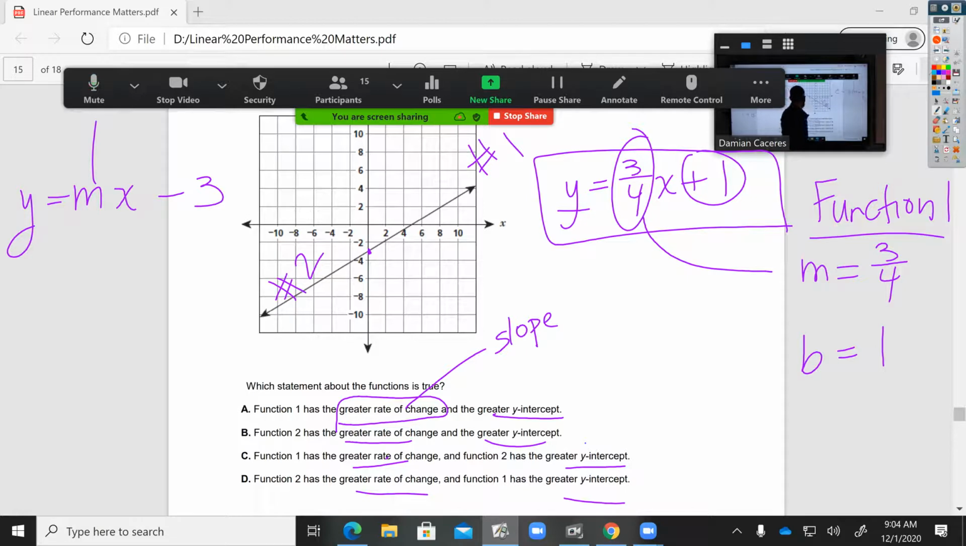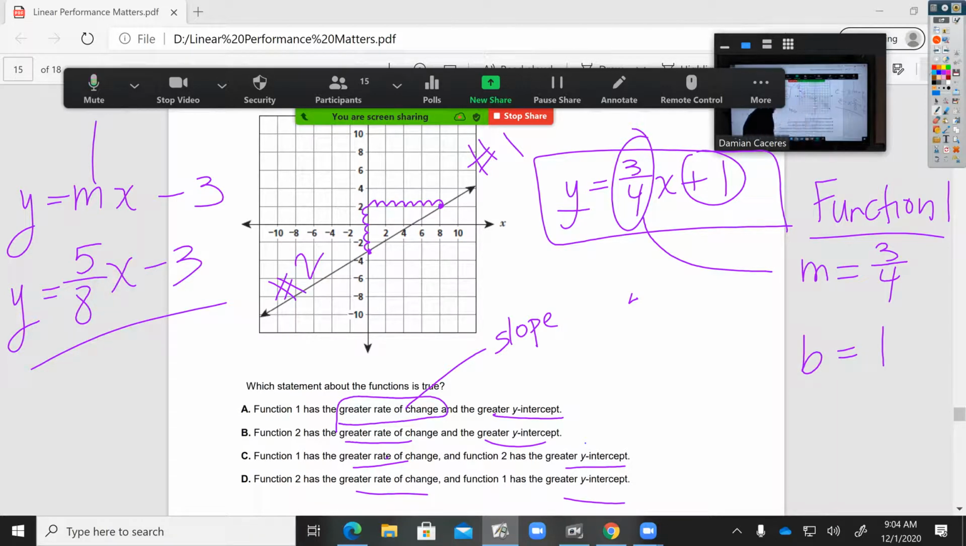Mark 2 points, any 2 points, and get from one point to the other. But in this case, I'm going to mark these 2. Remember, these boxes go up by 2. It goes 10, 8, 6, 4. So we got to count the boxes correctly. In this case, it would be 1, 2, 3, 4, 5 up, which is positive 5. And 1, 2, 3, 4, 5, 6, 7, 8 to the right. So now we have the whole equation for that graph.